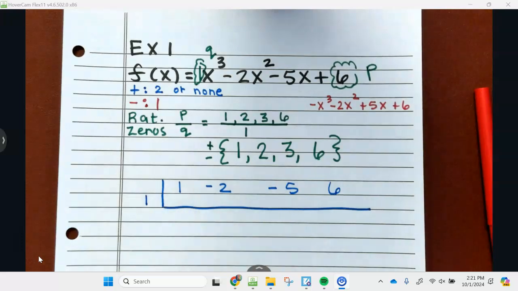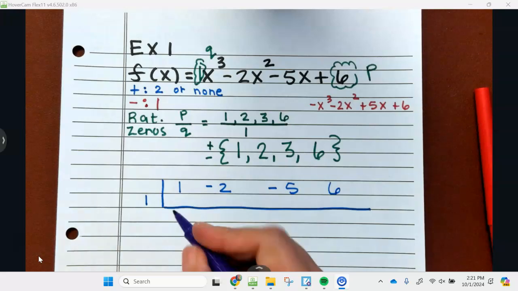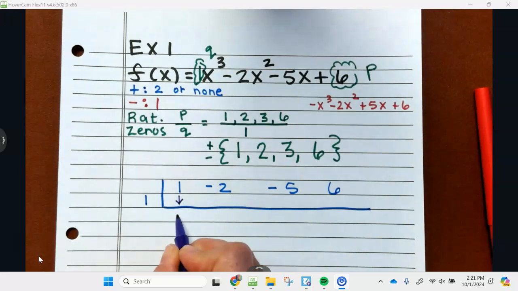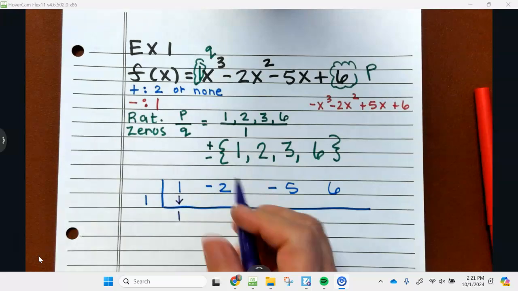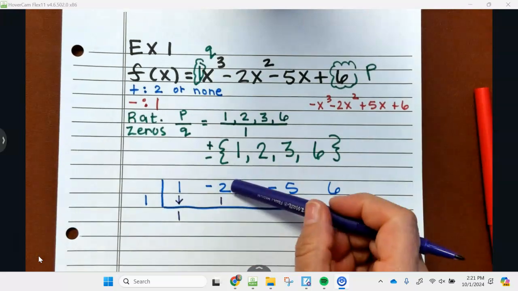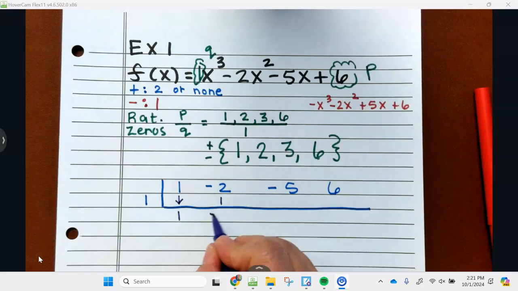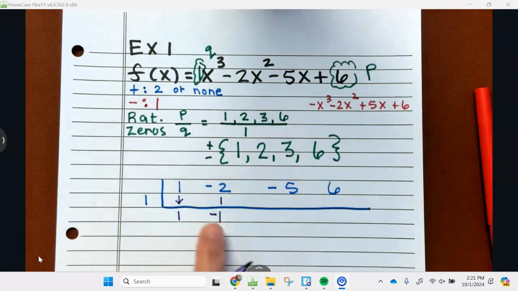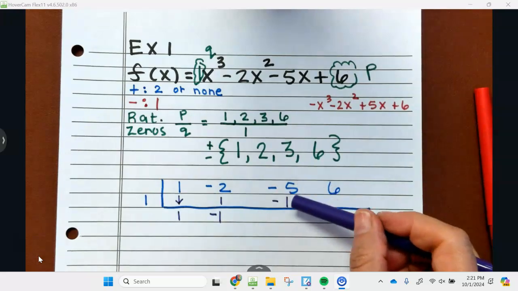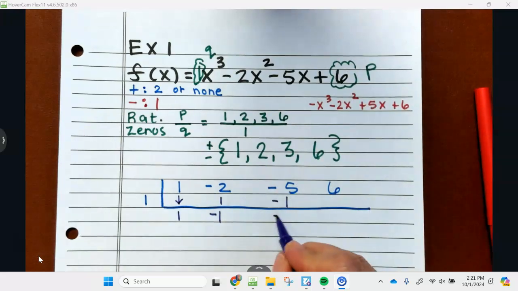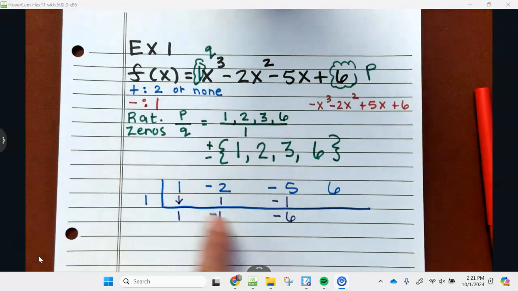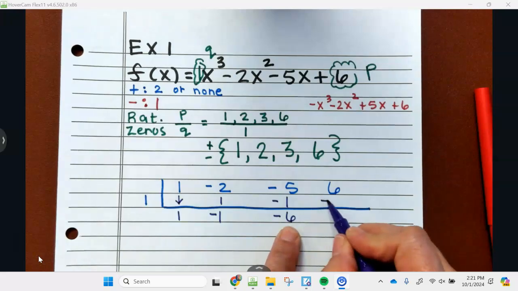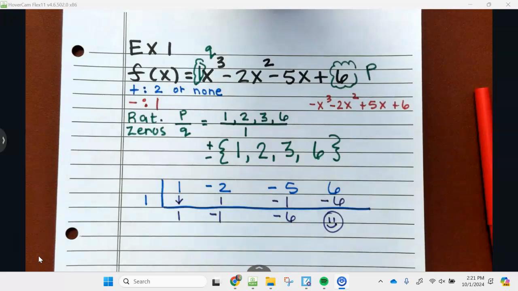All right, now we're just going to do the little synthetic thing. So let's run through the synthetic thing. Bring down your first term. 1 times 1 is 1. A negative 2 with a positive 1 is a negative 1. Negative 1 times negative 1 is negative 1. A negative 5 with a negative 1 is a negative 6. I am so happy right now because 1 times negative 6 is a negative 6. No remainder. We did great.